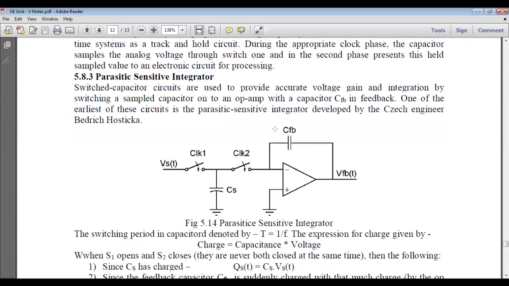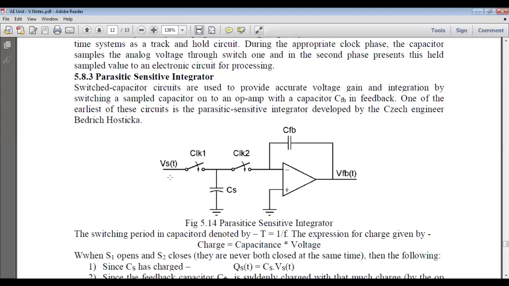We take the output voltage across the capacitor in case of an integrator, as well as for a low pass filter. In this circuit arrangement, we substitute a resistor here so that this will become an integrator. We are unable to put the resistor directly here. So in the place of the resistor, we are substituting a switch capacitor. That is why it is called a parasitic sensitive integrator.